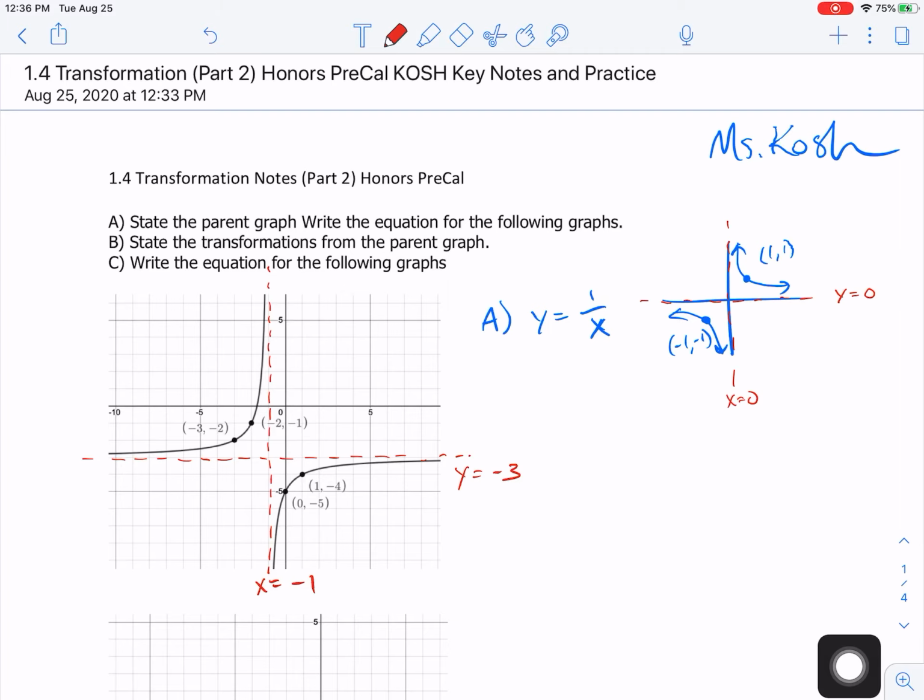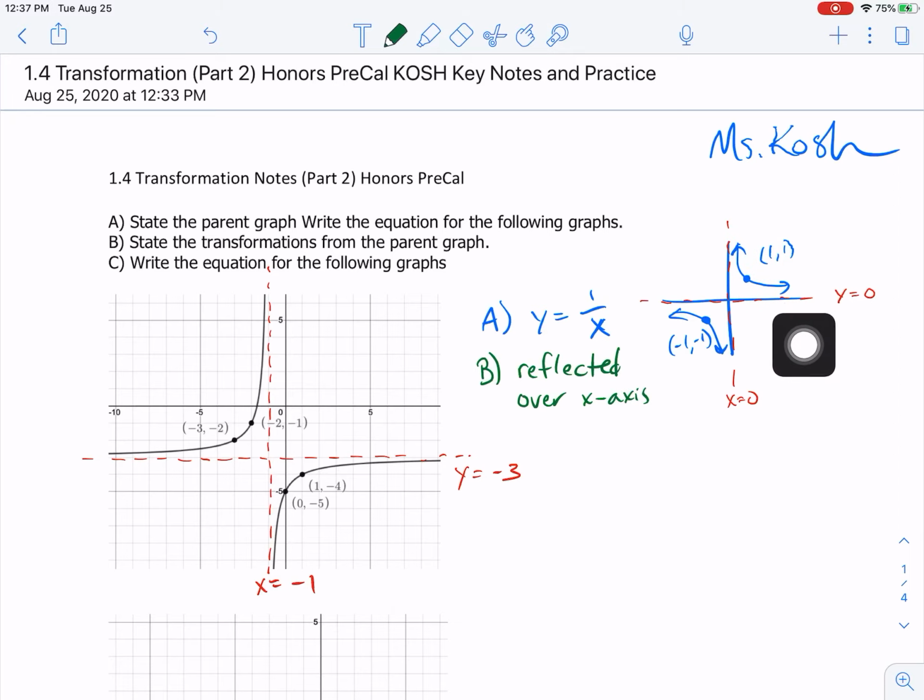So it got reflected. The transformations: it was reflected, and actually this one, you can say it's reflected over the x-axis or reflected over the y-axis. It's reflected over the x-axis, because notice, if this gets reflected over the x-axis, it's now down here. If this gets reflected over the y-axis, it's now over here. I hope that didn't confuse you.